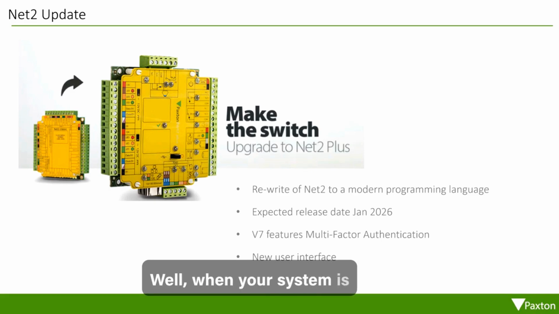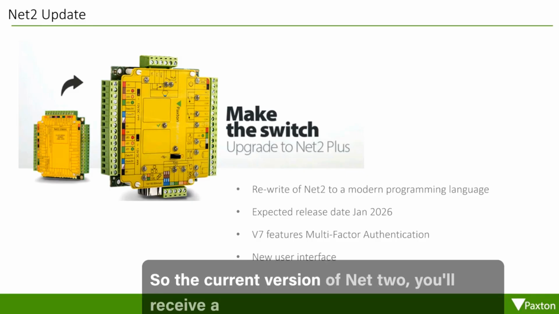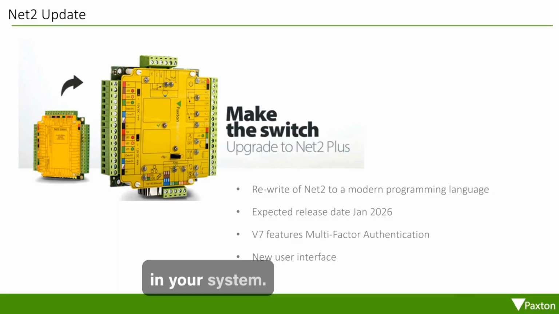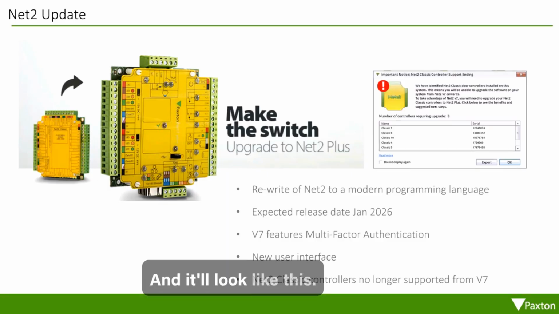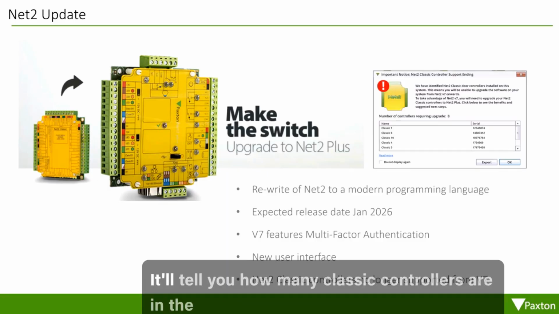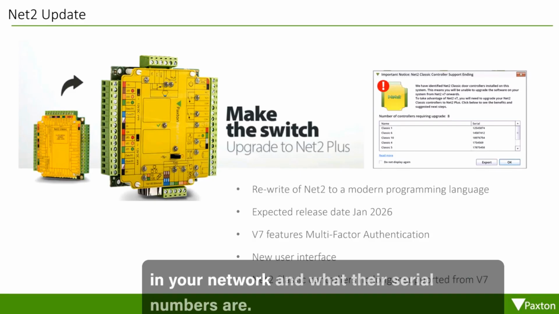Well, when your system is upgraded to version 6.9, the current version of Net2, you'll receive a notification to let you know if there are any Classics in your system, and it'll look like this. I'll just put it on screen. It'll come up with a note telling you how many Classic controllers are in your network, and what their serial numbers are.